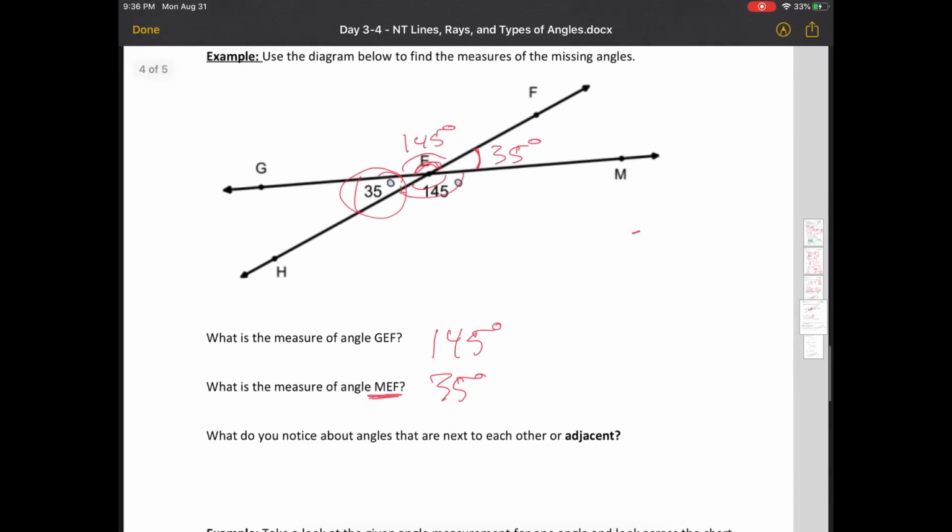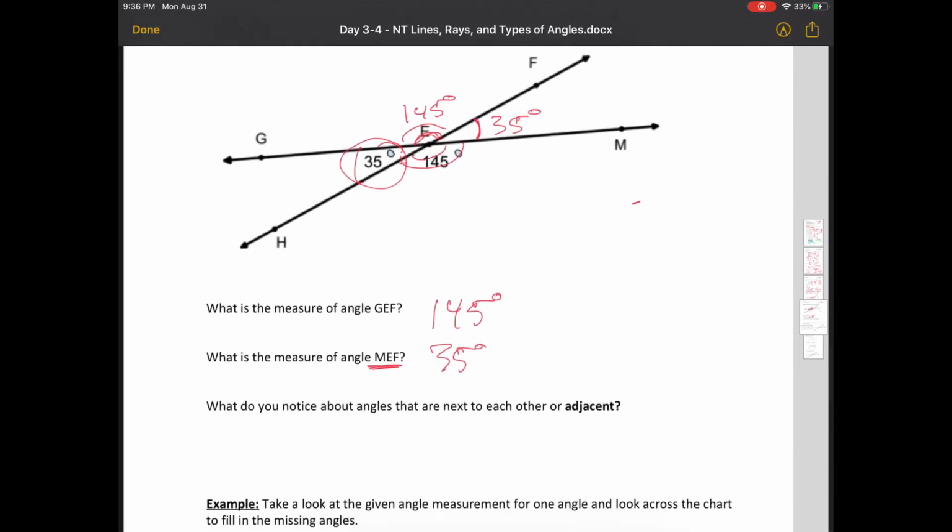Now, there's something you might notice here. It might not be too quick to pick up, but what do you notice about angles that are next to each other, or adjacent? This is something that will come up in the future. So 35 and 145 are next to each other. What do you notice about them? One thing that's not noticed so quickly is that when you add them together, they do equal 180 degrees. Now, why is that? That's because we have a straight angle there, right?